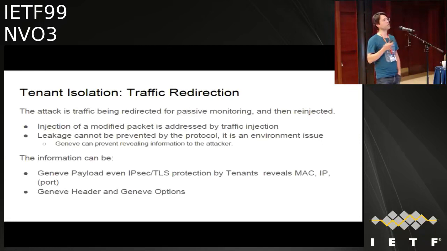So instead, what we focus on, if you can't prevent leakage, is how you can make leakage useless by not revealing any kind of information. Even though you have IPsec packets, even though the tenants are performing IPsec, for example, you still reveal some information, like the MAC addresses, the different IP addresses. And if you use TLS, then you also reveal some of the ports. And that's still information. So the use of IPsec by the tenants is not sufficient.